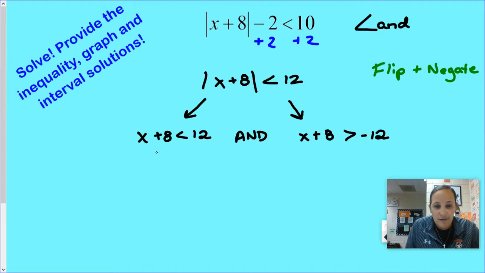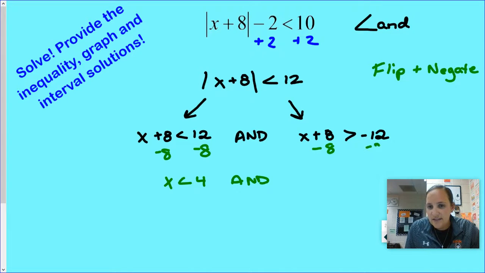And now I solve. Subtract 8. X is less than 4. I need the word and in between still. It's part of my solution. And subtract 8. X is greater than -20. So that is the inequality portion of my answer. It's part of my answer. But I also need to graph and put an interval down.